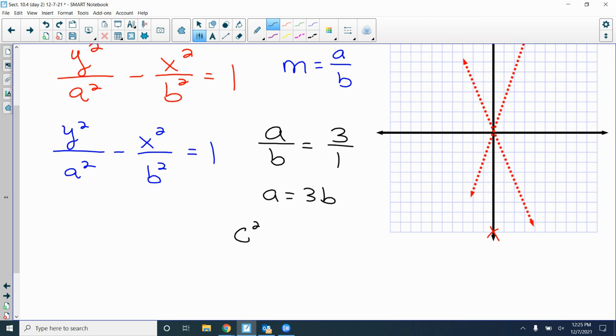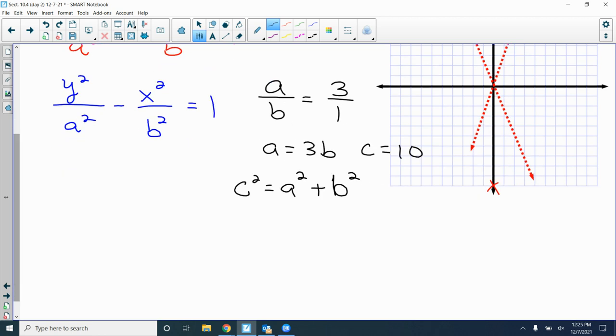c squared still has to equal a squared plus b squared. That still has to be true, and c equals 10. Everything I have there can allow me to finish this problem. Plug in 10 for c. So we're still going to get 10 squared. What am I going to plug in for a? Use the fact that a equals 3b. We need to reduce it to one variable. So 3b will go in for a.